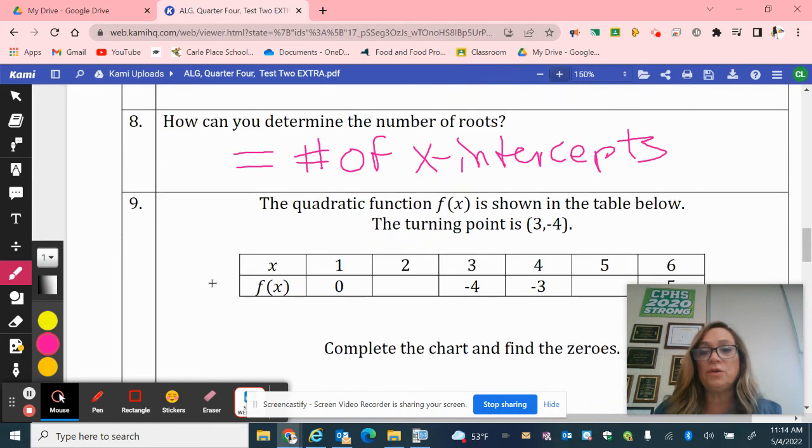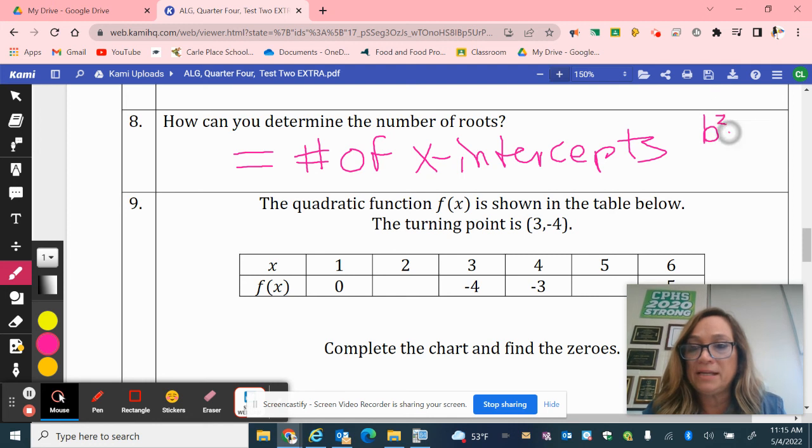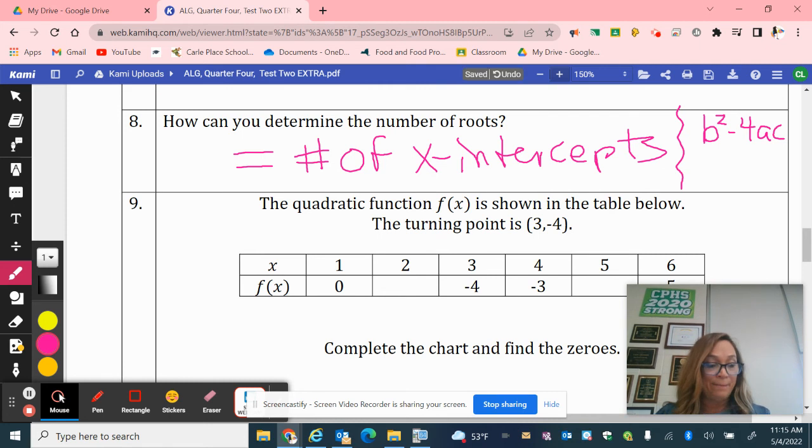You can also use the discriminant. That's the b squared minus 4ac. And then you can analyze what that is based upon. Like if b squared minus 4ac is negative, that means that there are no real roots because that's imaginary numbers. Okay? So you can always look at the b squared minus 4ac, which is on the reference sheet. It's just not circled.